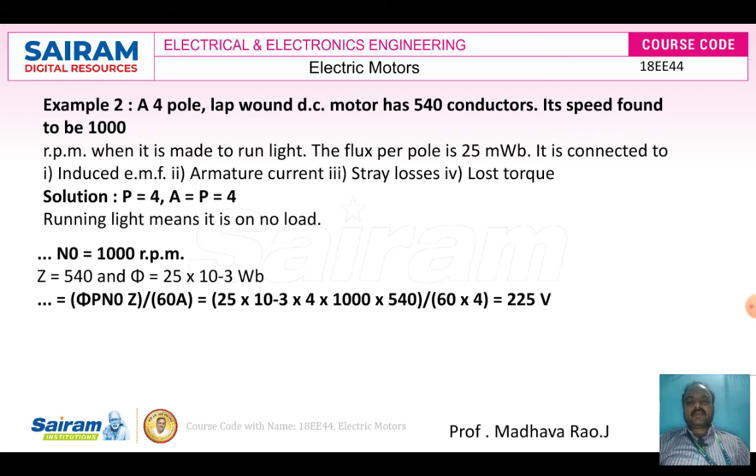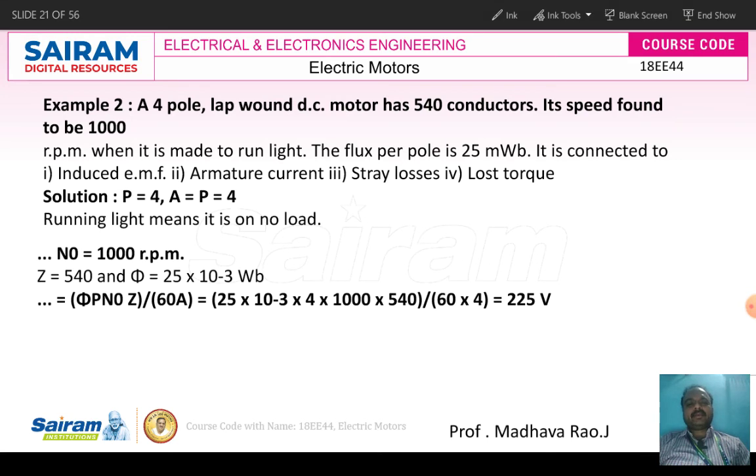So here we have to find out the induced EMF, that is the back EMF, the armature current, the stray losses and the lost torque. These 4 values you have to find out in this problem. So first P is equal to 4, Z is equal to 540. Since it is lap connected, A is equal to P, and speed is 1000 RPM.